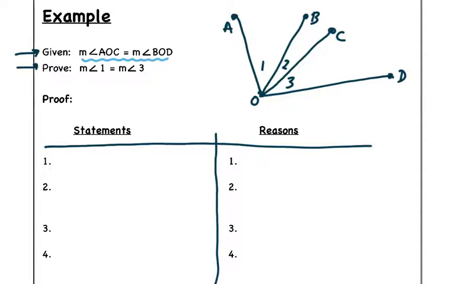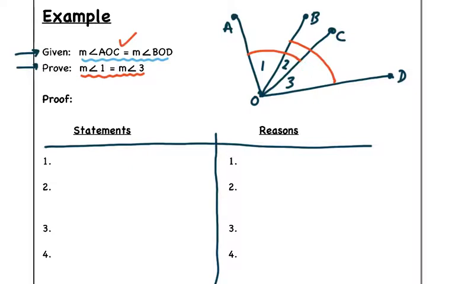All right, that's kind of believable. Can we mark it? Always try to mark your diagram. So AOC, this whole angle there, is congruent to BOD, this whole angle here. Okay, that's fine. So if that's true, can we prove that the measure of angle 1 is equal to the measure of angle 3? Or that angle 1 is congruent to angle 3?